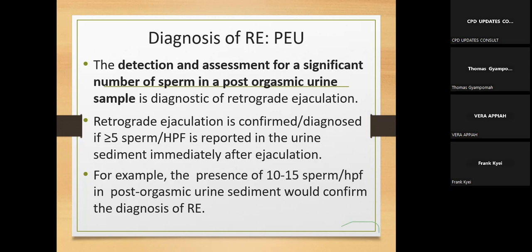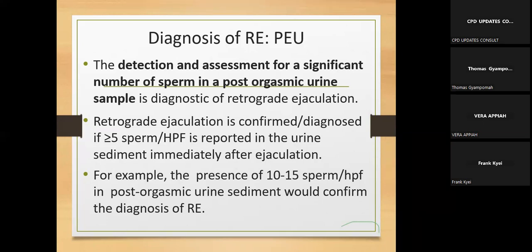So we move on. The diagnosis of retrograde ejaculation using the post-ejaculation urine. Detection and assessment of a significant number of sperms in post-orgasmic urine is diagnostic. What it means is that the detection of sperms alone doesn't confirm your retrograde ejaculation. Remember that in retrograde ejaculation, you are saying that the semen has gone into the bladder. Remember that the urethra has a dual function, urogenital, so there could be some traces of sperms along the way, even if nothing went into the bladder.